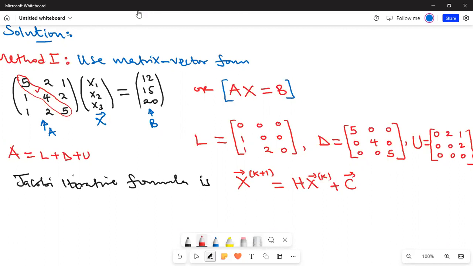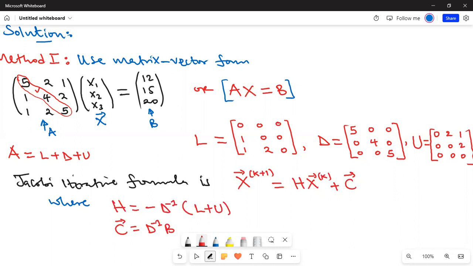Now, how do we find H and C? H is a matrix that is given by negative D inverse times L plus U. That's how to find H. And C is given by D inverse times B. So we'll need to find those matrices before we start the iteration. Let's find H and C.